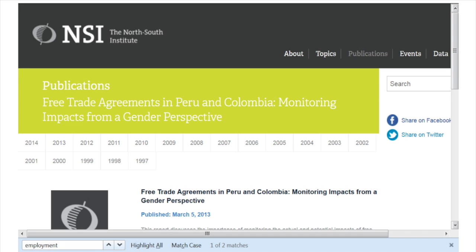A couple of years ago, I had the opportunity to undertake an extensive literature review of these impact assessments of trade in the Latin American region, looking both at academic and non-academic literature. And if you're interested, the full report is available on the North-South Institute website. But in a nutshell, I found three main modalities.